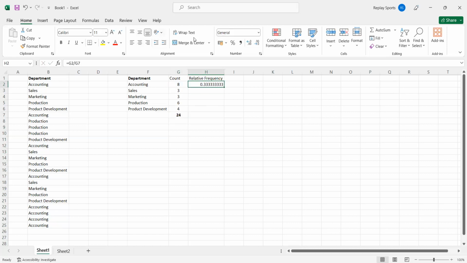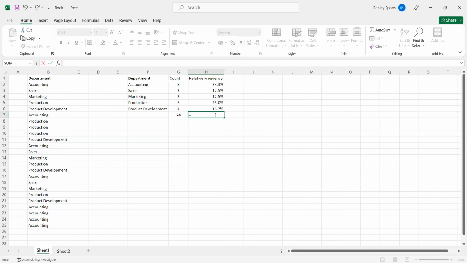Then you say 33% people got placed in accounting. This is called relative frequency distribution. Now, if you calculate this, that means 33% got placed in accounting, 12.5% in sales, 12.5% in marketing, 25% in production, 16% in product development. And if you do the total of all this, it should be 100. So this is what we call relative frequency.